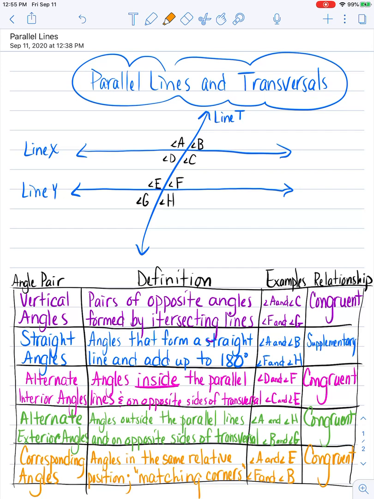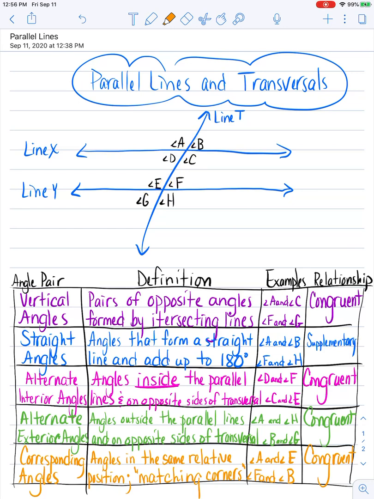And I always say these just match up. They're angles in the same relative position, but they have matching corners. So you have A and E. These are also congruent. See how they match up? If I were to slide A down, it would sit right on top of E.